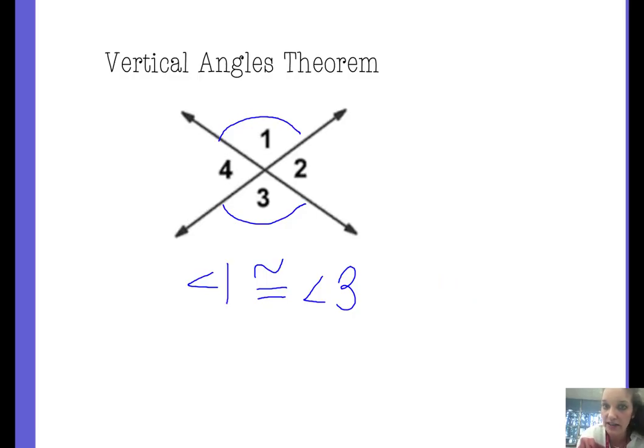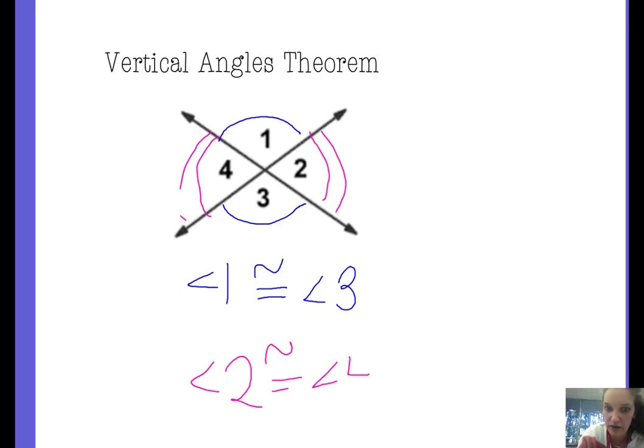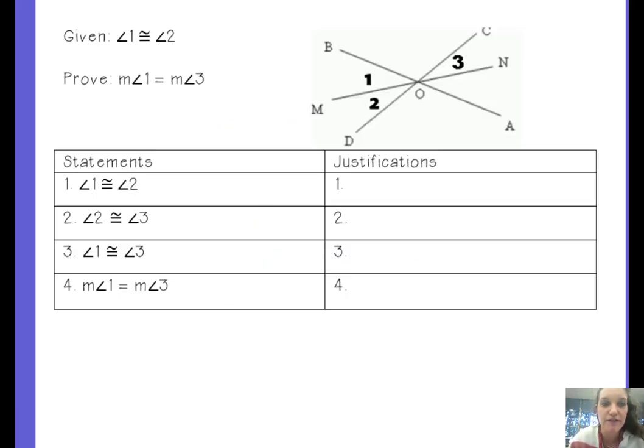Or we could also say, well, angle 4 and angle 2 are also vertical angles, so we could say angle 2 and angle 4 are congruent by the vertical angle theorem. So basically, whenever you're saying two angles are congruent to each other because they're vertical, the reason is the vertical angle theorem. Let's put this in a proof.